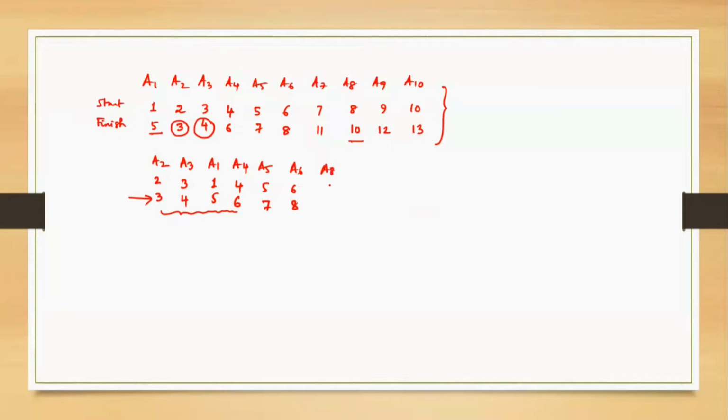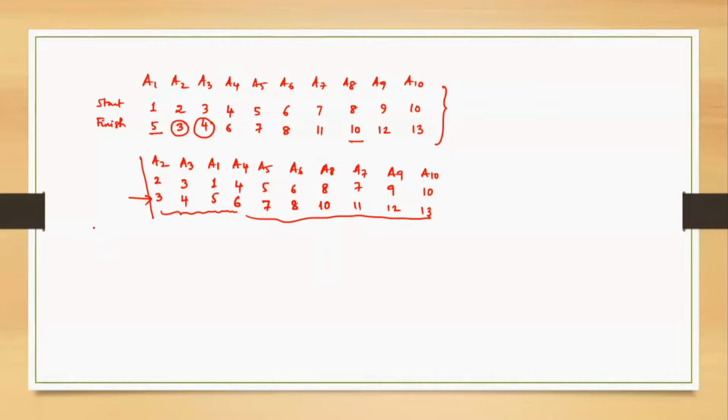Then A8 is coming, because its starting time is 8, but the ending time is 10. After 8, the next minimum is 10, increasing order. Then A7 is coming. It is 7, 11. Then A9 is coming. It is 9, 12. Then A10 is coming. It is 10 and 13. So this is the actual arrangement. We consider this one for further processing.